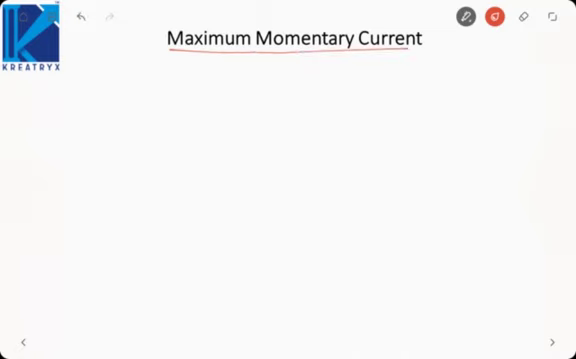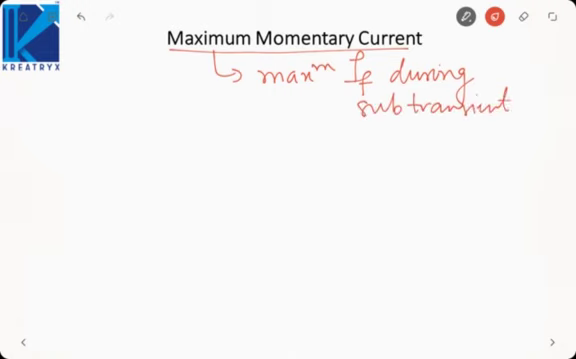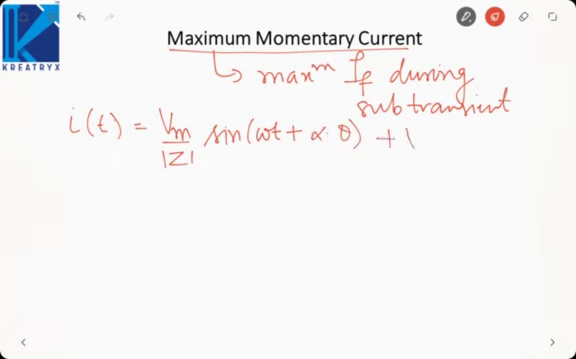So what will be the maximum momentary current? It will be the maximum fault current during subtransient region. Okay. Now current was Vm by mod Z sin(omega t plus alpha minus theta) plus Vm by mod Z sin(theta minus alpha).